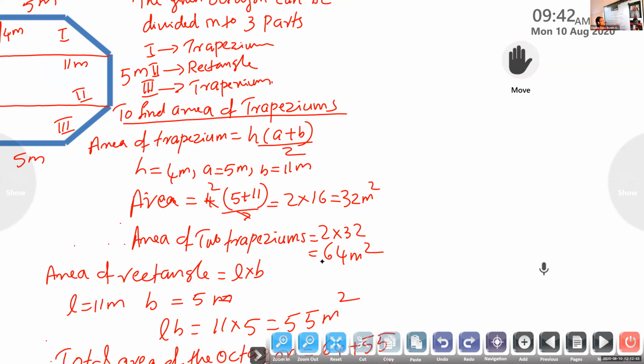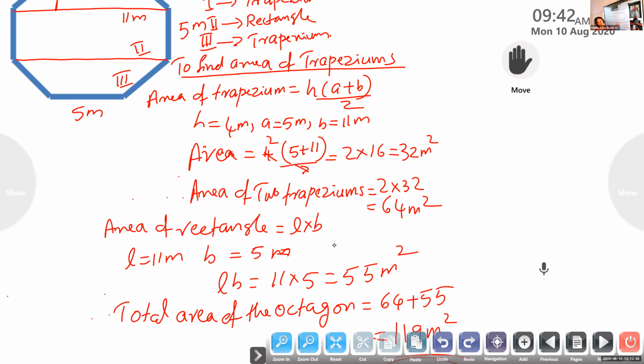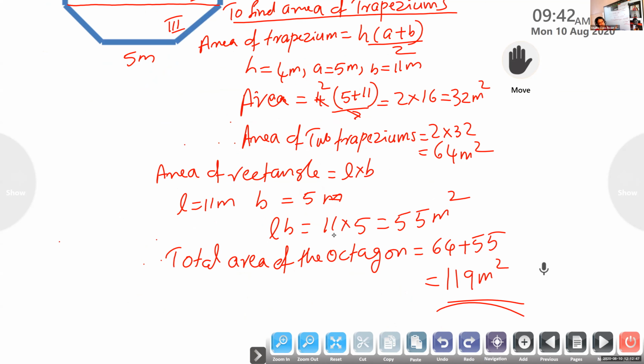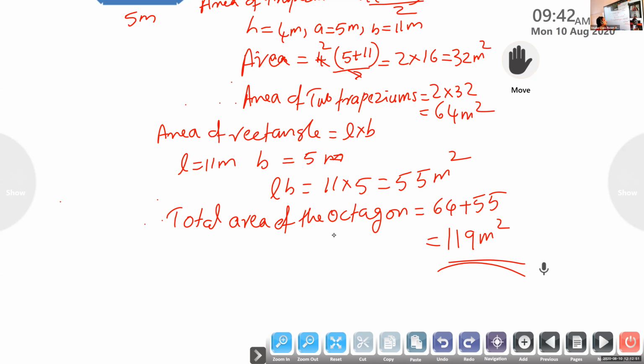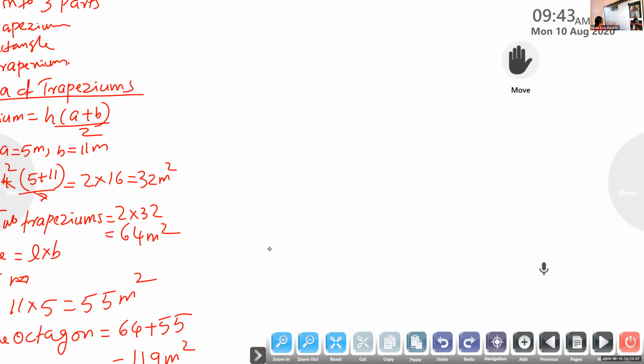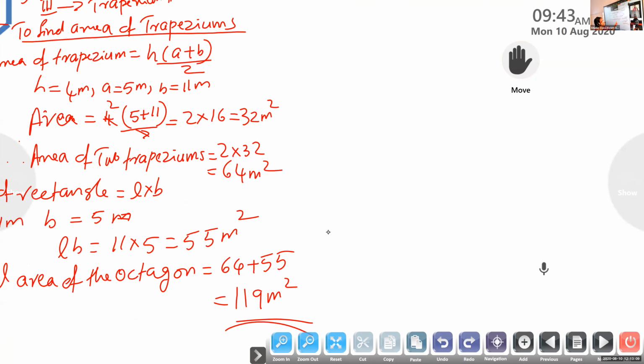After that, we find the area of the rectangle. L into B, L is 11, B equal to 5. So area of the rectangle is 55 meter square. So the total area of the octagon is 64 plus 55, the area of the two trapeziums and the area of the rectangle part. So area of the octagon equals 119 meter square. Understood?